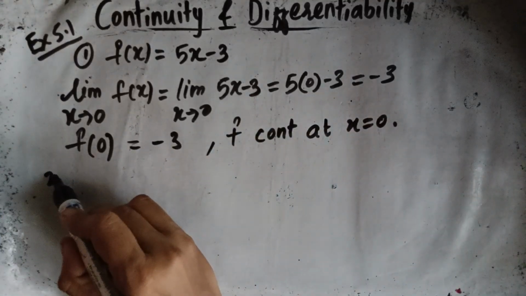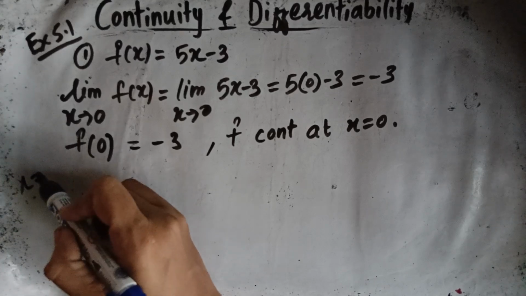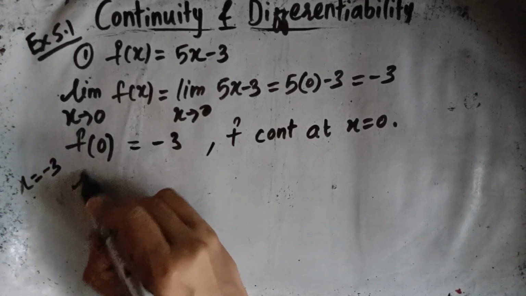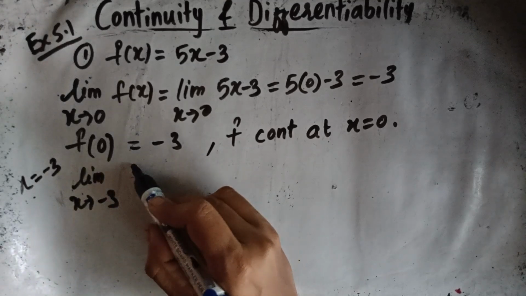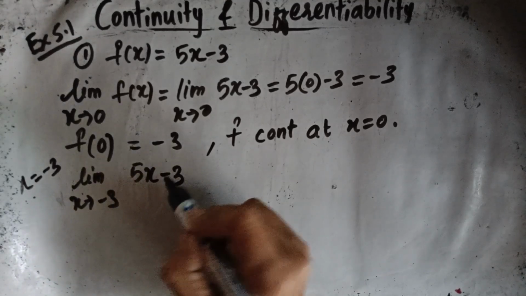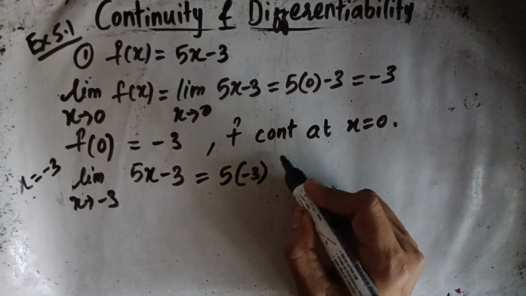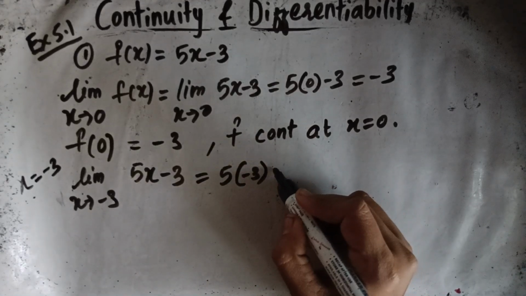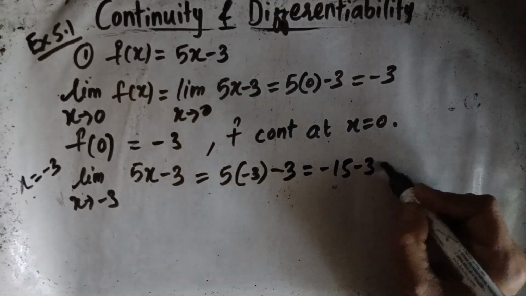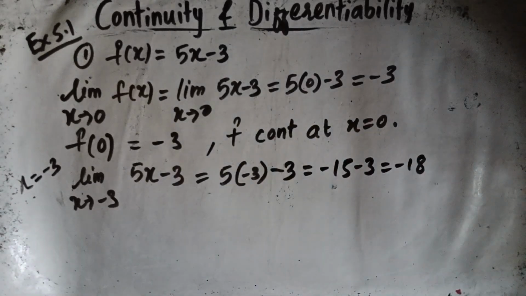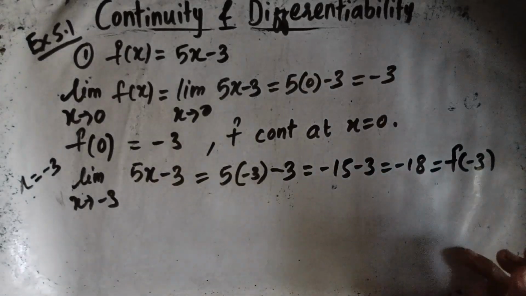What about at x equal to minus 3? So again, limit as x tends to minus 3, 5x minus 3, put the value of x, which is the same as f of minus 3. So this is also continuous.